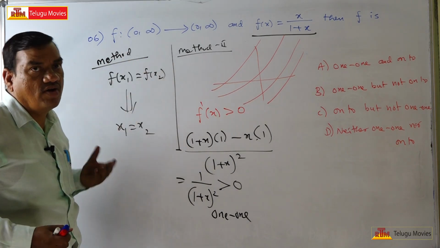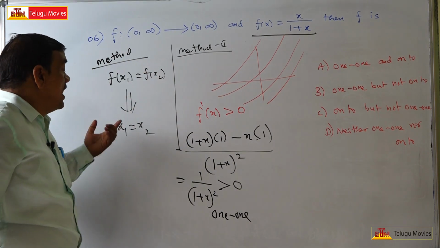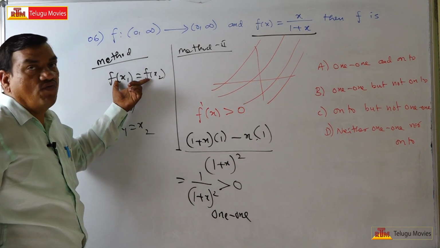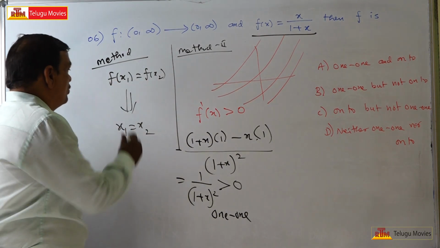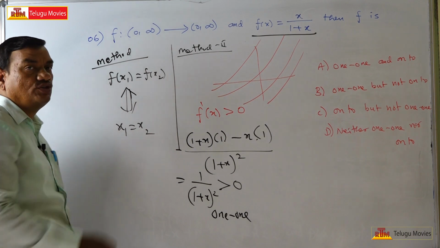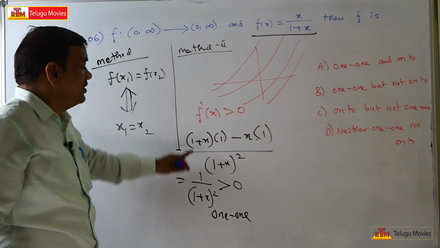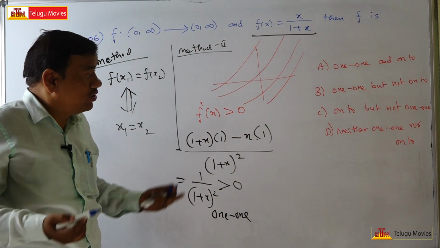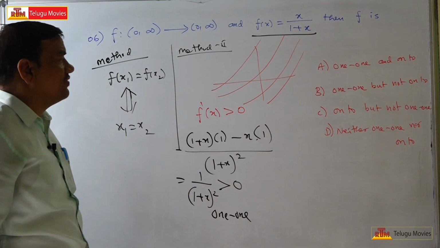You can prove it like this also. The f of x1 equals f of x2 method also you can prove. Otherwise, x1 equals x2 implies f of x1 equals f of x2. That means in both directions, in both ways you can put. Okay? So if you prove that f dash of x is greater than 0, the problem is over. So it is a 1-1 function.